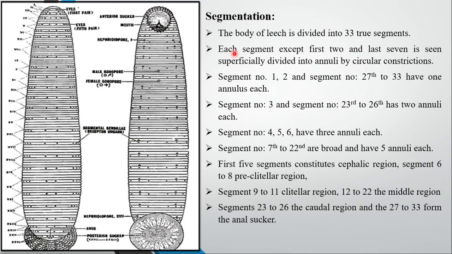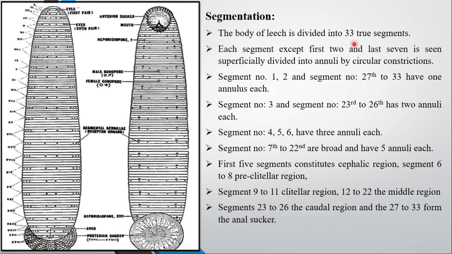Friends, you should understand these points carefully, and such types of questions are asked in the MCQ test, fill in the blanks, or answer in one sentence. So be careful and be alert about such types of answers. The body of the leech is divided into 33 segments. Each segment except the first two and last seven is seen superficially divided into annuli by circular constrictions.